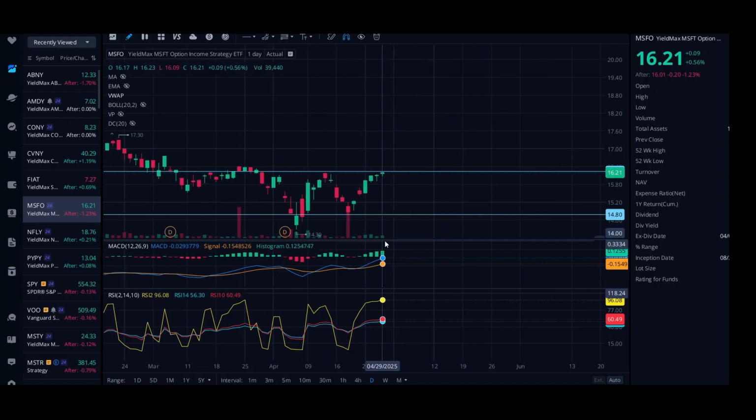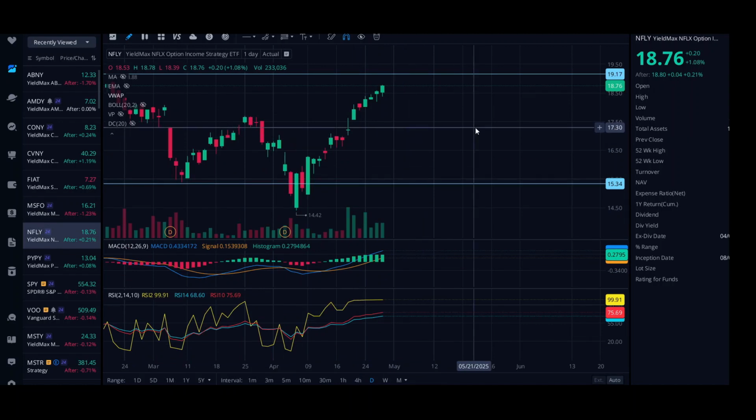Average distribution for MSFO is 33 and 28, so we're going to say roughly about 30 cents for the distribution there, and my guess here would be around that 30-cent marker for the distribution.